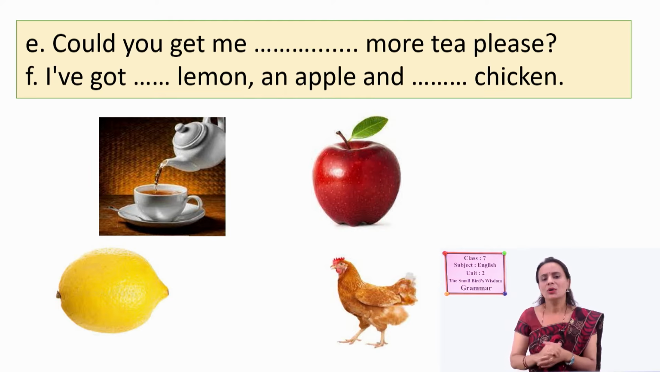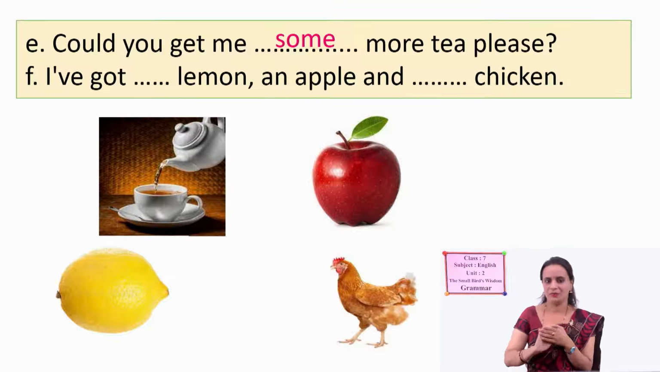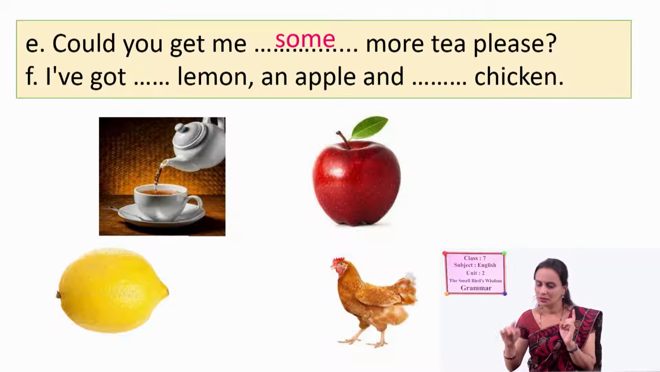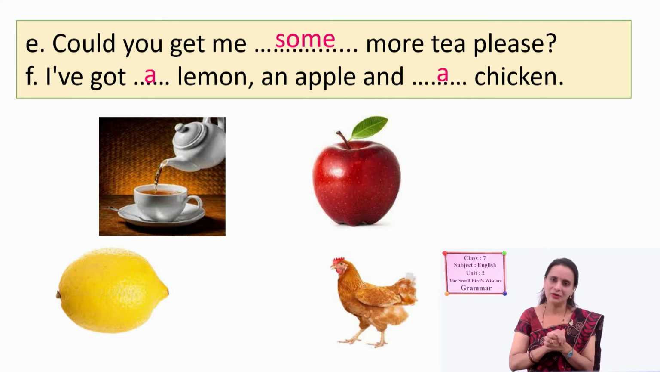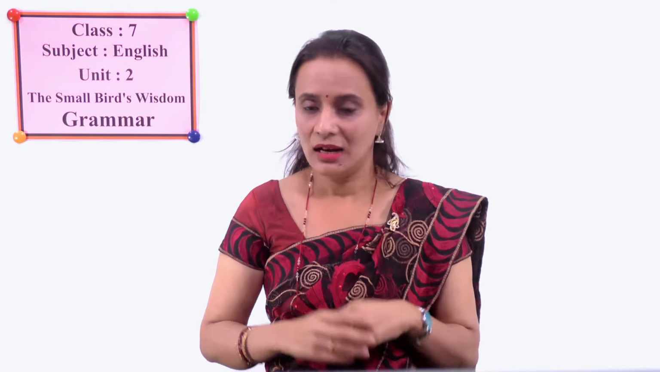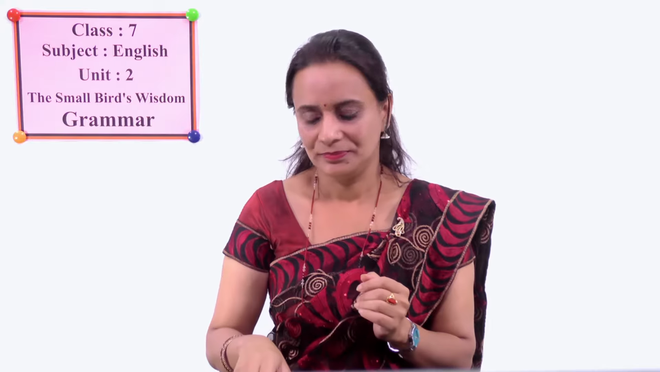And the first one, see, could you get me tea? You can see the tea there. And the sentence is positive. So, for the positive sentence, we use... Positive and uncountable. What did we do? Very good. We used some. Very good. Now, 1 lemon, 1 apple, 1 chicken. So a lemon and a chicken. Very good. Now, after this, let's do more exercise.